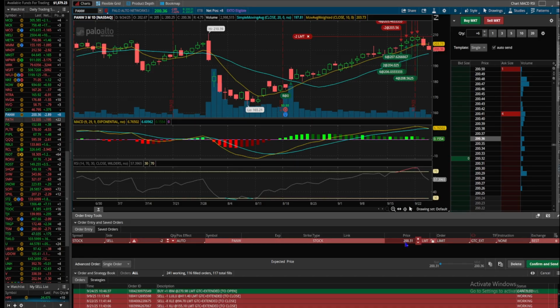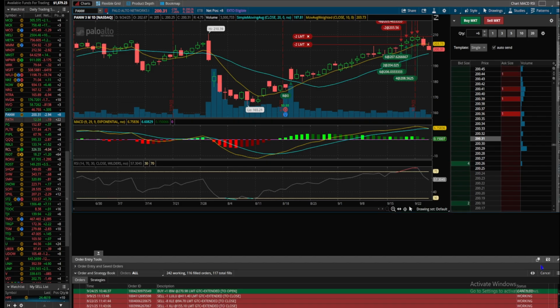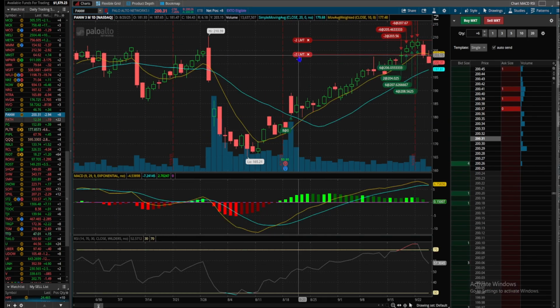$203.36. So we go to our first place, our first digit, which is the 200s. 10% of that is 20 cents. So we're going to add 20 cents, and the overall price will be $203.56. So $203.56. That didn't go. 200 backspace $203.56. We want good till cancel and extended hours, confirm and send. And there's our limit order for those 2 shares.